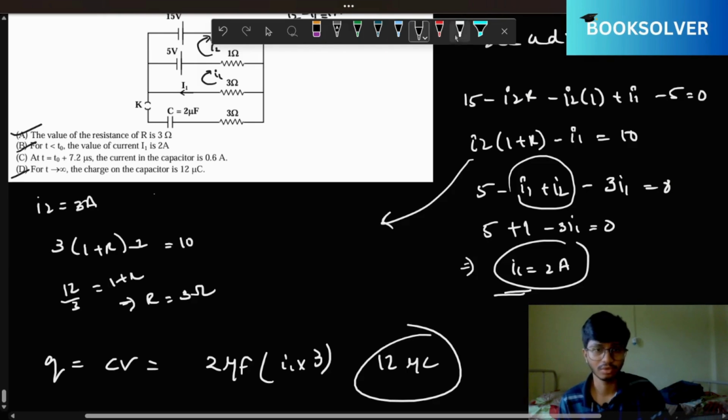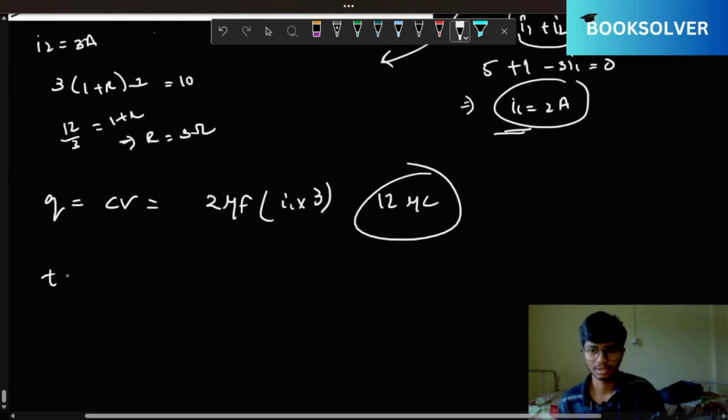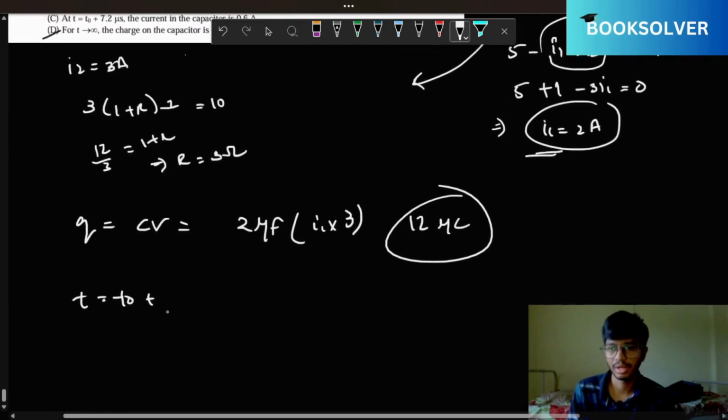Now we need to see option C, that t is equal to t naught plus 7.2 microseconds.